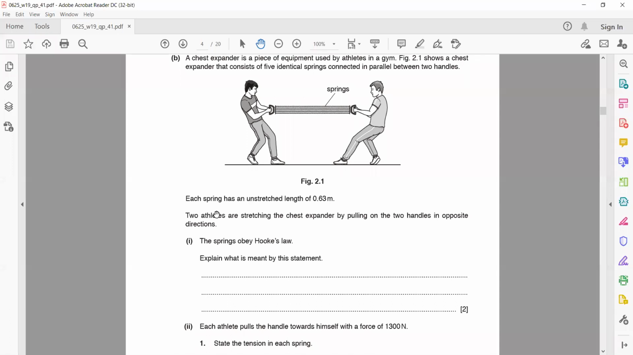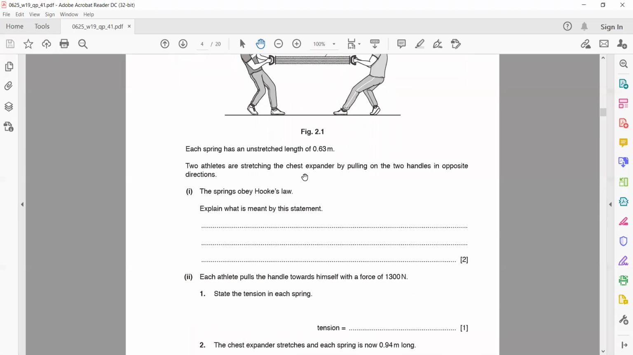What is meant by this statement that it obeys the Hooke's law? Force and extension are directly proportional within elastic limits or within limit of proportionality.